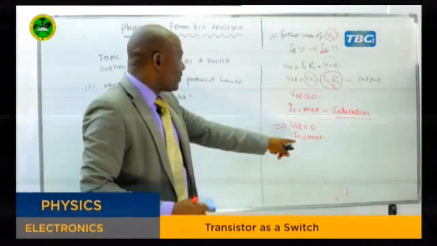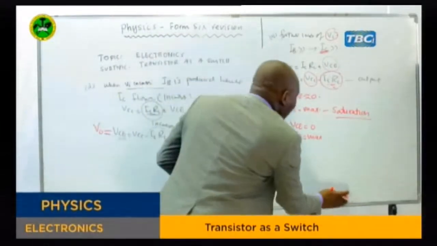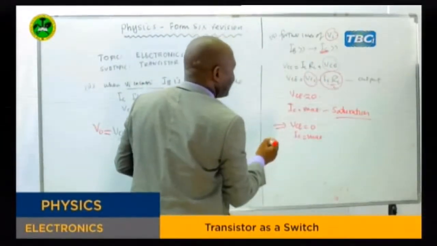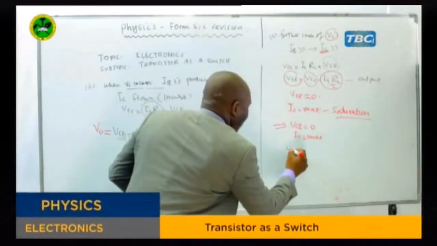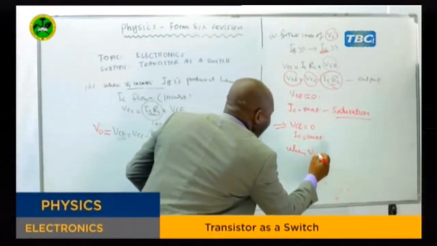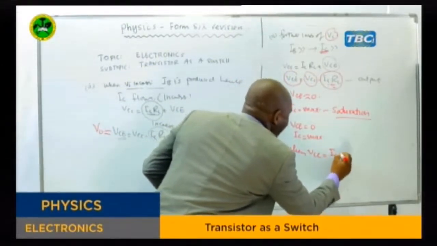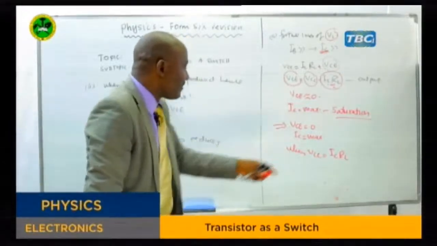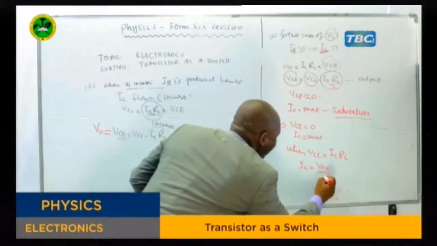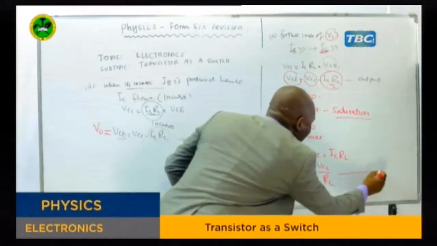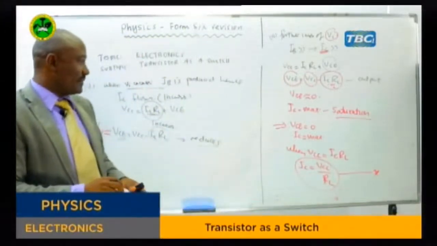Now, if you are told to find the maximum current, how do you find it? The maximum current is found from this voltage. We say that when VCE is zero, VCC equals IC times RL. So can you find the maximum current from the supply voltage over RL? This is the formula used to find the maximum current.